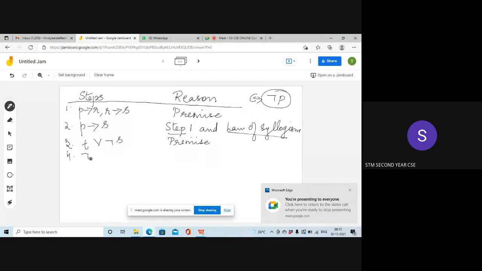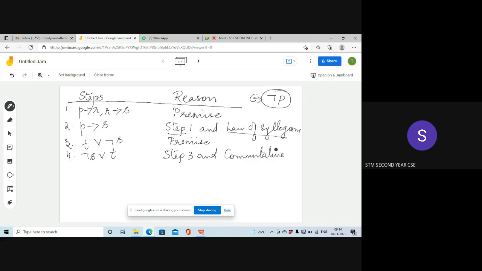So this is not S or T, because A or B is the same as B or A. I took step 3, applied commutative law, and I got step 4. That is, T or not S is the same as not S or T.